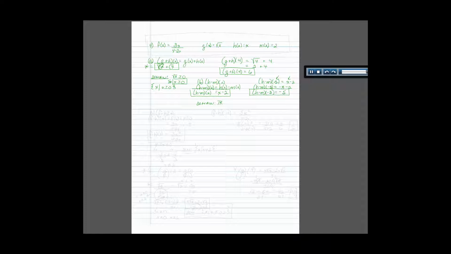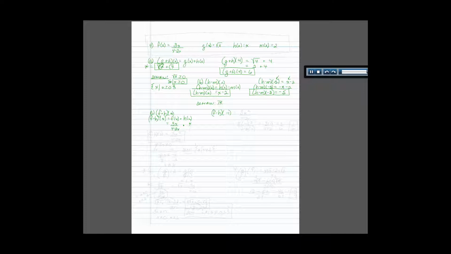All right, let's look at C. It says find the domain of f times h of x and then evaluate f times h of negative 1. All right, f times h of x is equal to f of x times h of x. Now let's look at f of x. That's 3x over 4 minus 2x times h of x is just x.